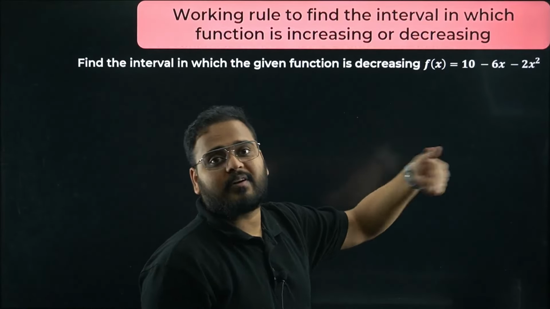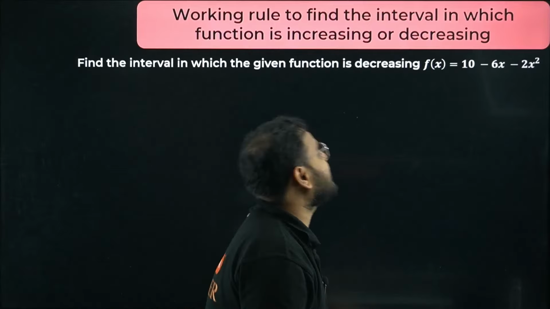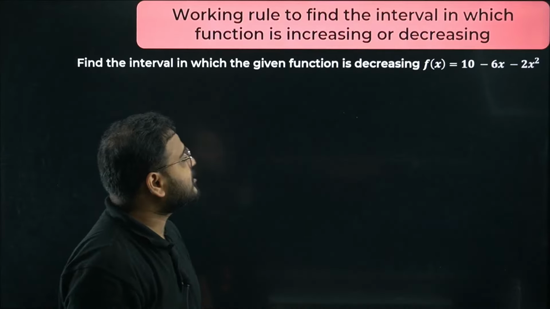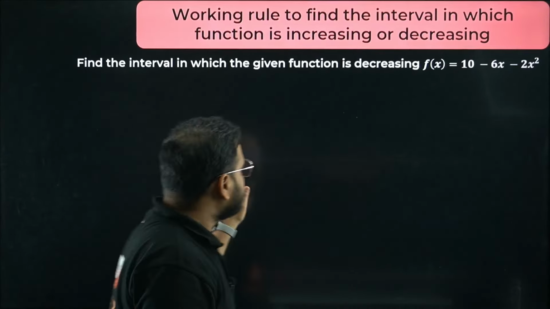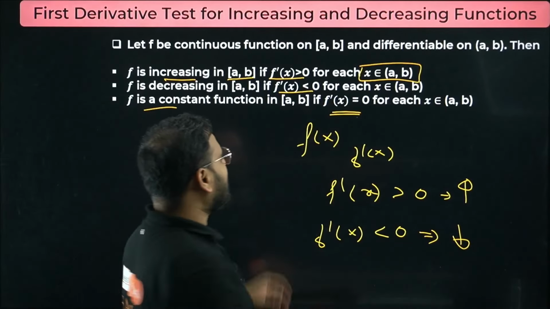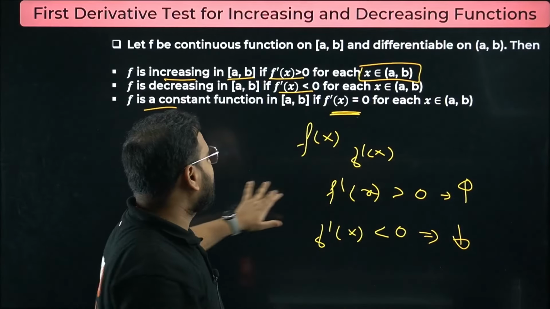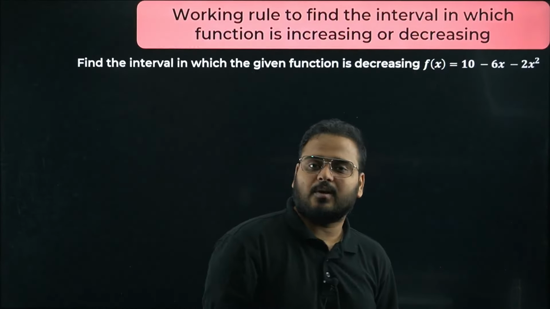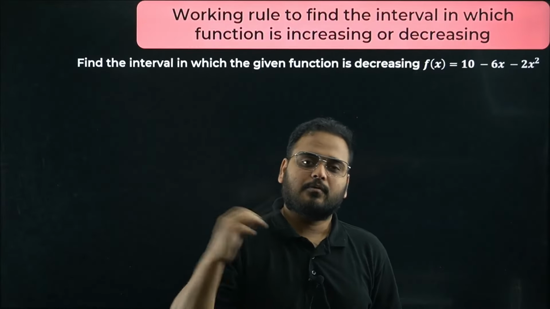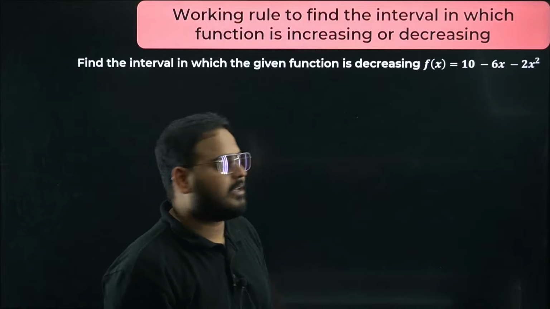How do you find critical points? Have a look. Find the working rule to find the intervals in which the function is increasing or decreasing. So over here, a constant is given. How do you find that? Simply put the derivative equal to 0 to find the value of the critical point. Usually you don't get the case of the third derivative. First and second is more than enough. Have a look.